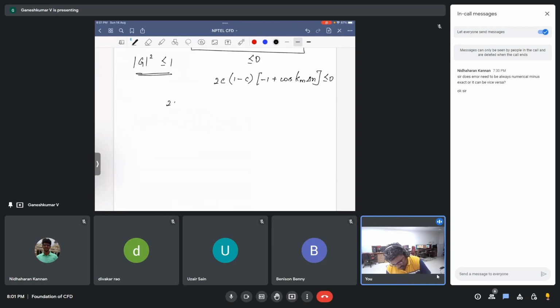So I can take this minus on the other side, and I can write it as 1 minus cos km delta x, or you can keep it like that itself, not a problem. This should be less than or equal to 0, right? I just moved the minus here and there. Is this condition clear?